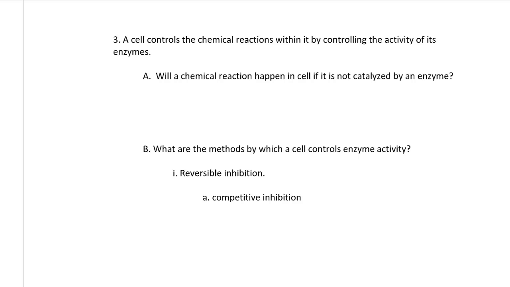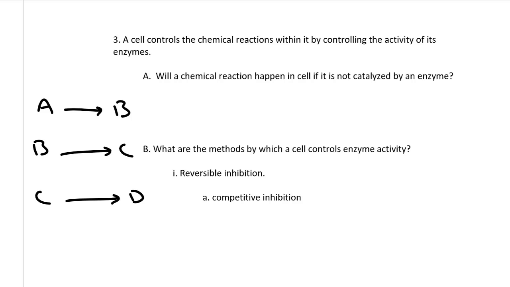So when we say a cell controls the chemical reactions within it by controlling the activity of its enzymes, we mean that if I have a number of reactions, like A goes to B, B goes to C, C goes to D, and I have enzyme 1 for this reaction, enzyme 2 for this reaction, and enzyme 3 for this reaction. Well, if the cell doesn't want A to go to B, it has plenty of B, it doesn't need to transform any more A into B, all it has to do is shut off enzyme 1, and B will not be made.